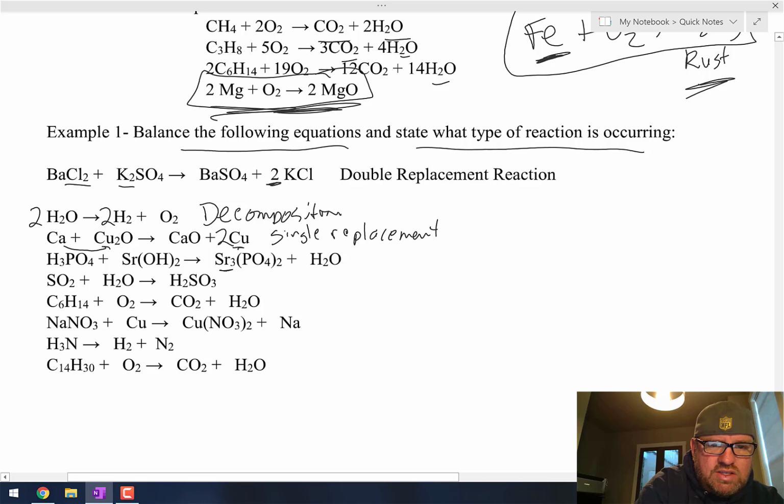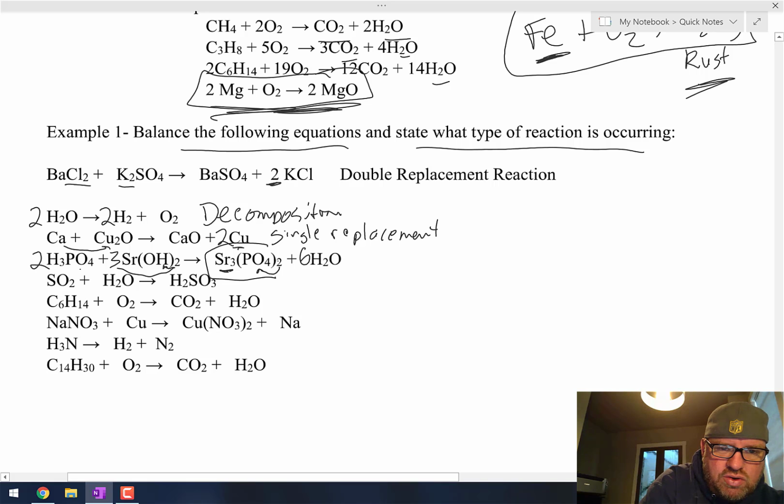In this third one, let's see here. We've got, I see 3 strontiums, so 3 strontiums. I see 2 PO4s, so I'm going to put a 2 right there. And I believe that makes, count here with me, that's 6 hydrogens plus 6 more, that's 12 hydrogens. So we need a 6 there.